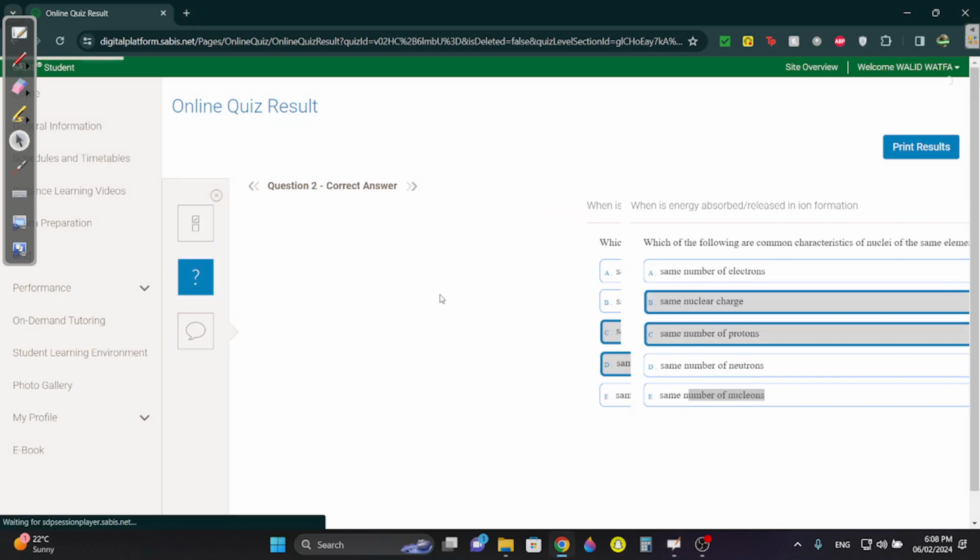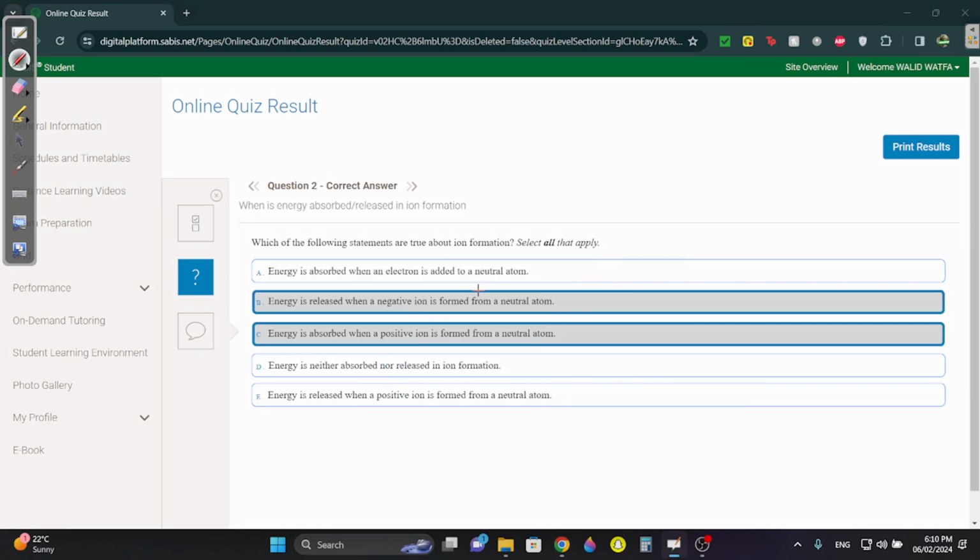Question 2, which are true about ion formation? This is what I said. Energy is released when you add a negative ion, meaning when you're adding electrons, energy is released. But energy is absorbed when a positive ion is formed. How do you get a positive ion? When you're losing electrons, meaning you have to put in energy to separate the electron.